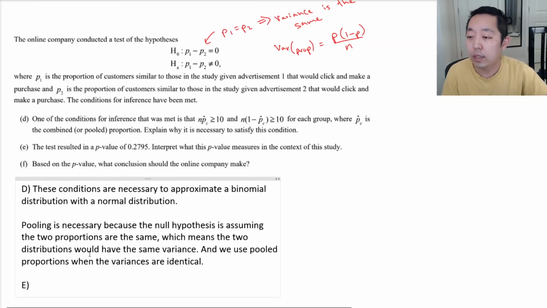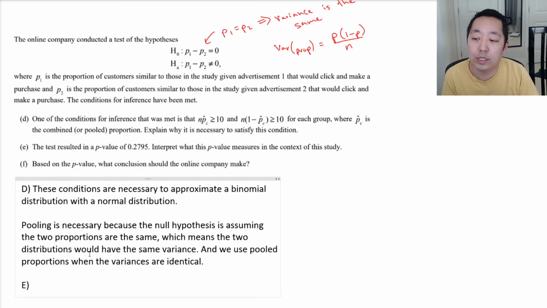E. The test results in a p-value of 0.2795. Interpret what this p-value measures in the context of this study. I don't know if you remember, there must have been a video, I think the exam tips, but one of the things to say is you should probably have a sheet that has interpretations of every value. What's a standard deviation? What is the p-value? What is alpha? What is significance level? What is confidence level? What is confidence interval? Have a list of all of those things out in terms of wording. For p-value, here's the wording you want to use.